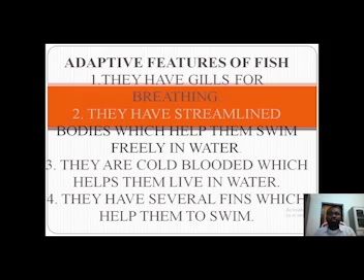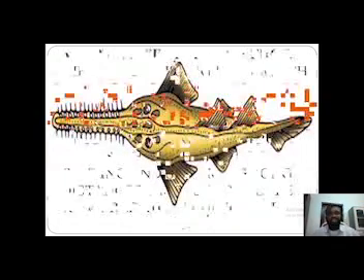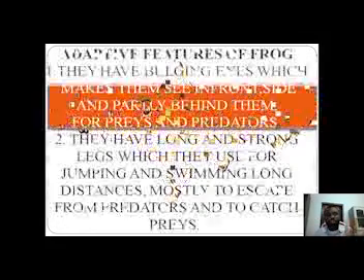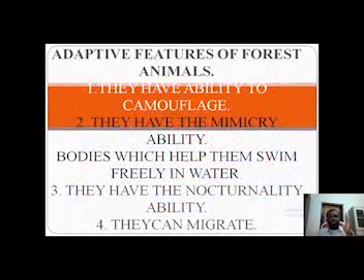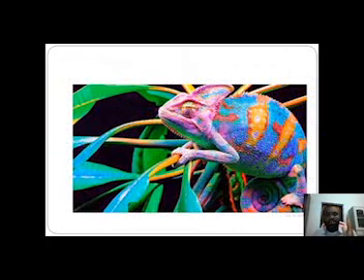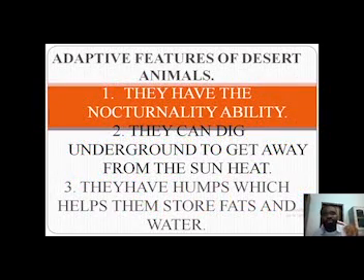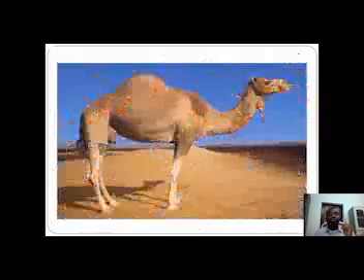Now, we have looked at features of the fish that help them to survive in their habitats. We've even shown fish. We have looked at features of frog, which help them survive. We've shown frog. We've looked at features of toad. We've seen toad. We've seen features of birds. We've seen features of forest animals, and we used chameleon as an example. Look at this, a chameleon. And we have looked at features of desert animals, and we also said camel.